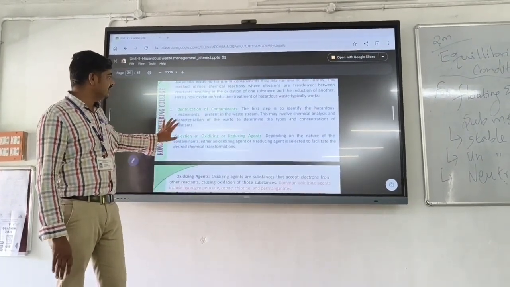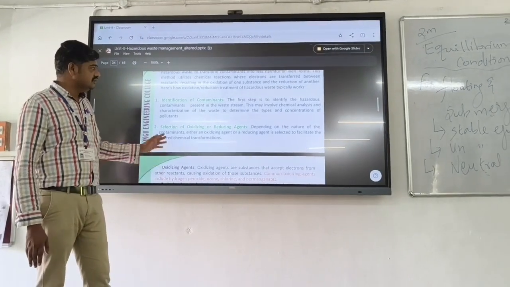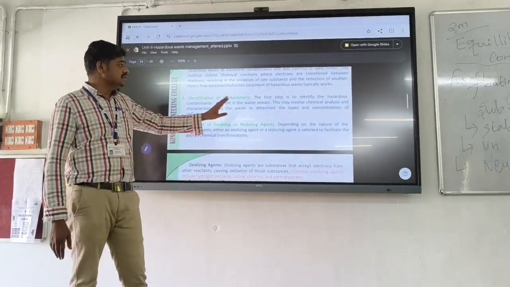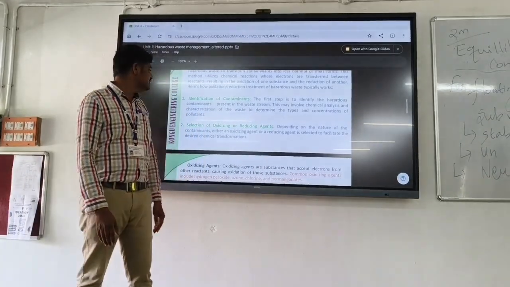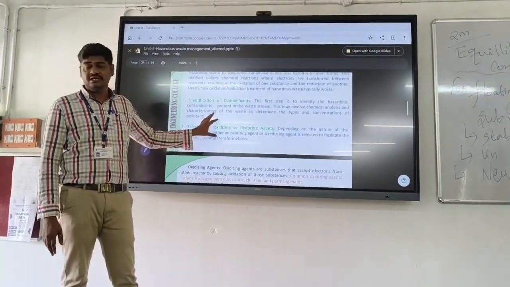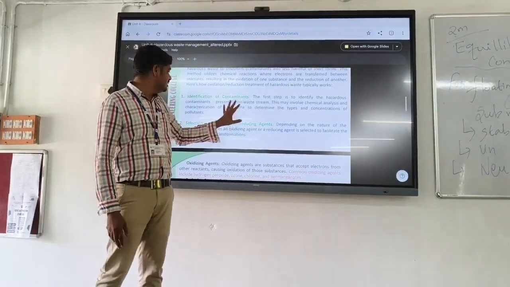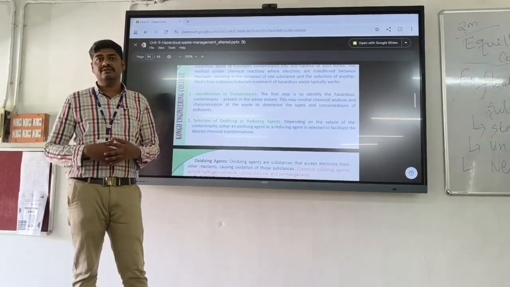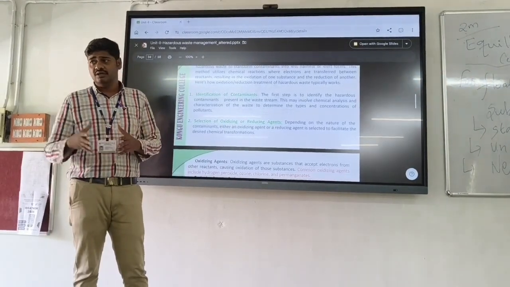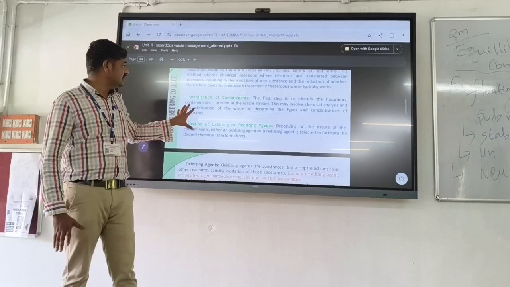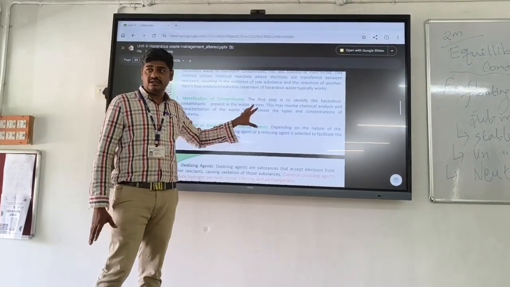So how do we identify these contaminants? The first step is to identify the hazardous contaminants present in the waste stream. This may involve chemical analysis and characterization. The only way to identify the hazardous material is by chemical analysis and characterization of the waste, because some wastes are very dangerous and harmful to human beings.